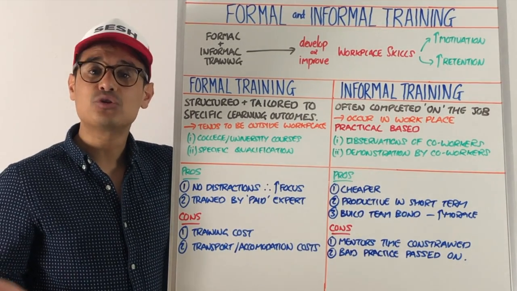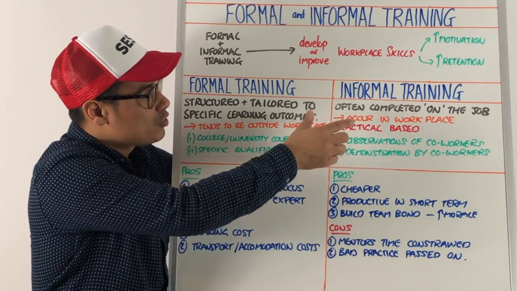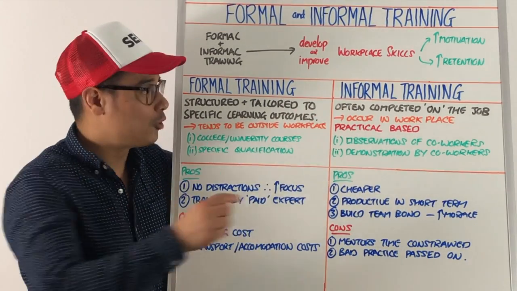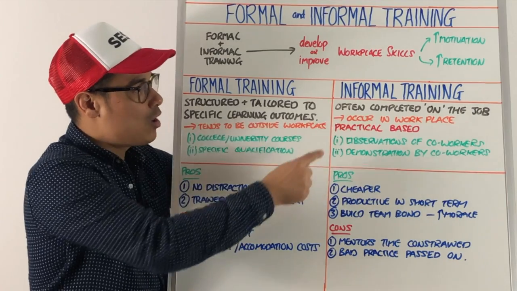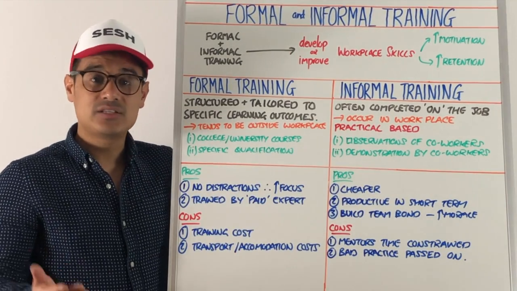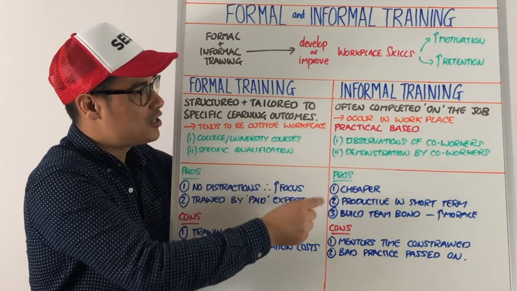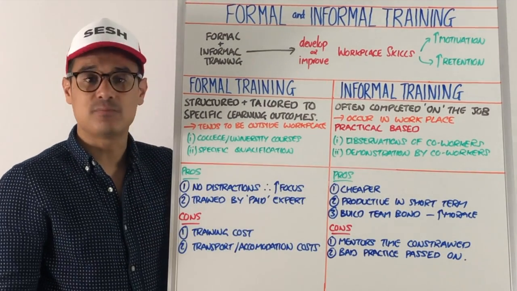Now, on the other side to formal training is informal training. Informal training is often completed on the job, and it tends to occur therefore in the workplace, and it's very practical based. Examples of informal training could be observations of your co-workers or demonstrations by your co-workers.